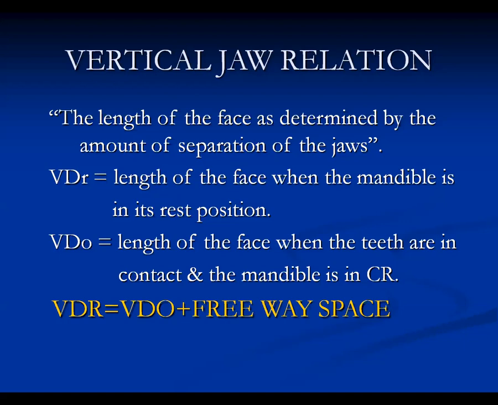And the length of face when the teeth are in contact, where the occlusion rims are in contact, and your mandible is in centric, that is your vertical dimension at occlusion. And whatever that separation, whatever space was there, was your previous space. So vertical dimension at rest is equal to your vertical dimension at occlusion plus the freeway space. Clear?